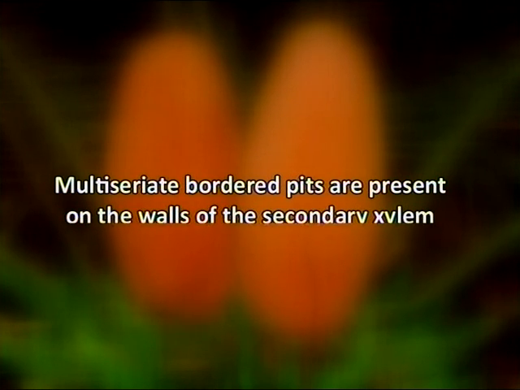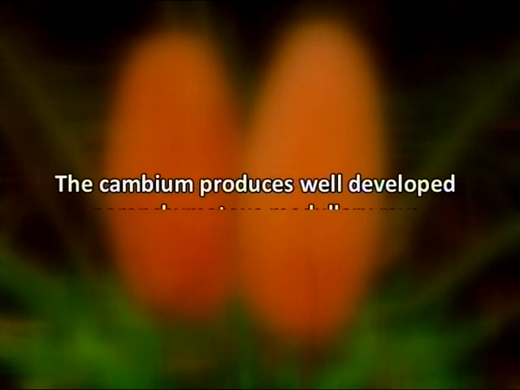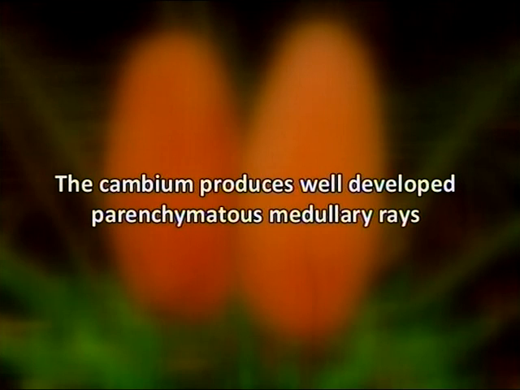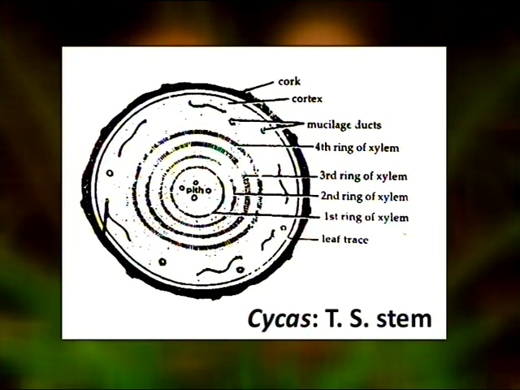Multiseriate bordered pits are present on the walls of the secondary xylem. In addition to secondary vascular tissue, the cambium also produces well-developed parenchymatous medullary rays. The cambial ring remains functional only for a short time and thereafter its activity ceases. It is succeeded by another cambium produced independently in the pericycle or the inner layers of the cortex. The new cambium, like the old cambium, produces secondary xylem towards the inner side and secondary phloem towards the outer side.